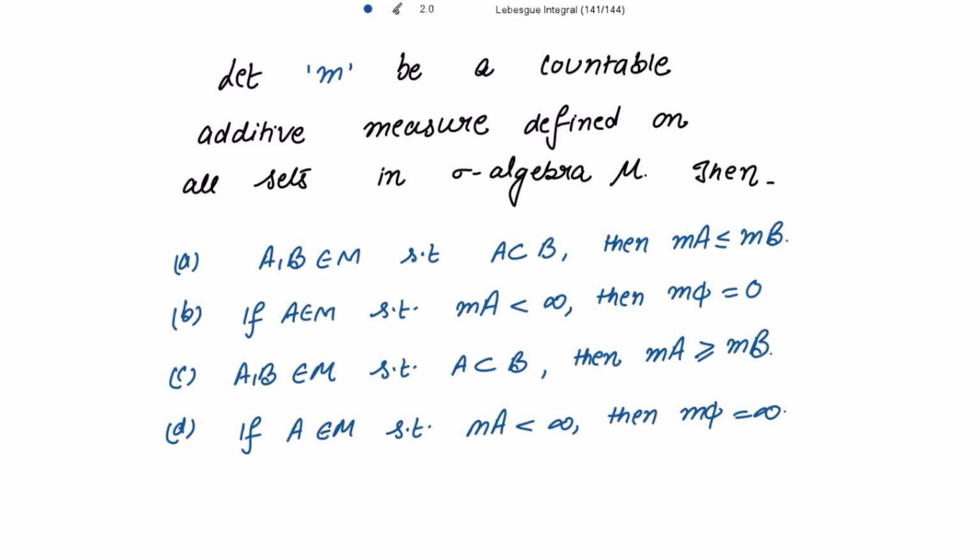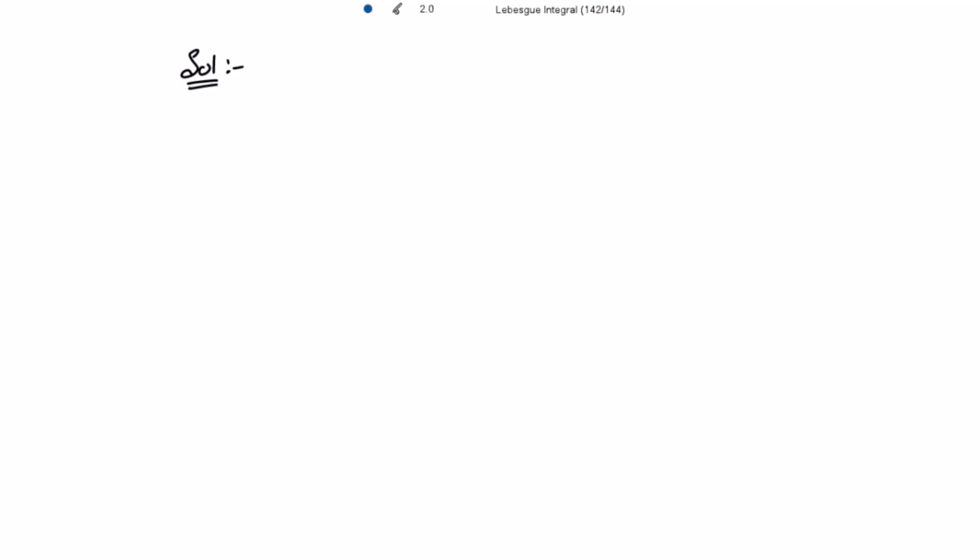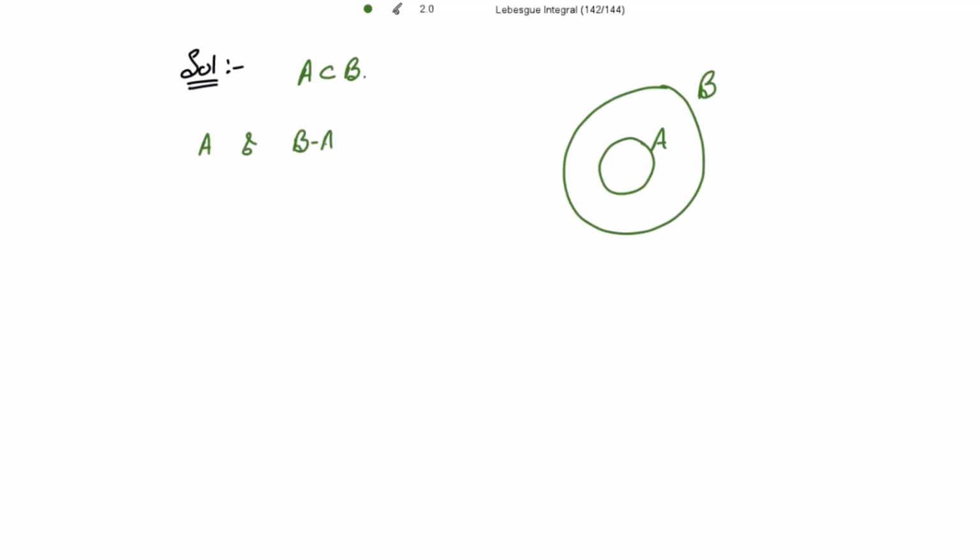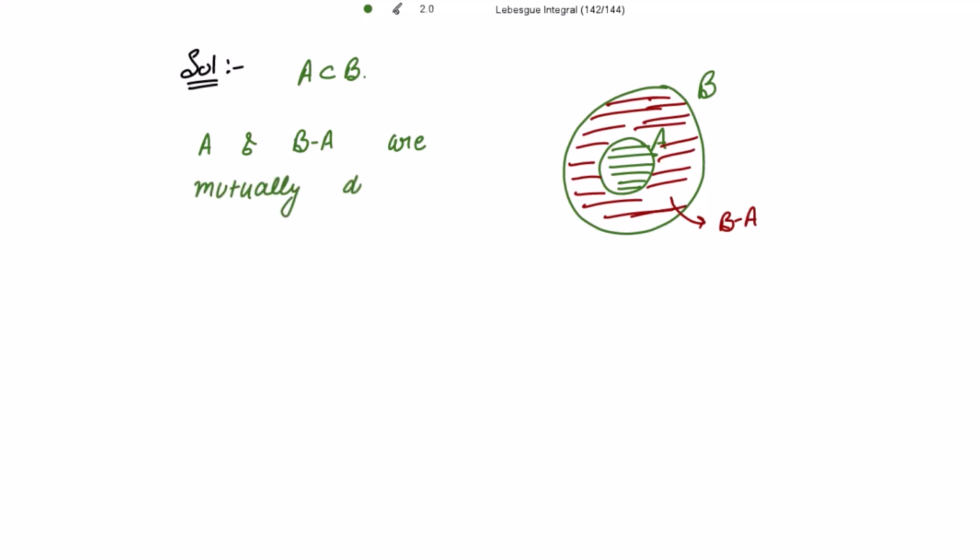So let's start with the solution. What is given to us? We have A a subset of B, so that A and B minus A, these two are mutually disjoint, and they belong to M, the sigma algebra.